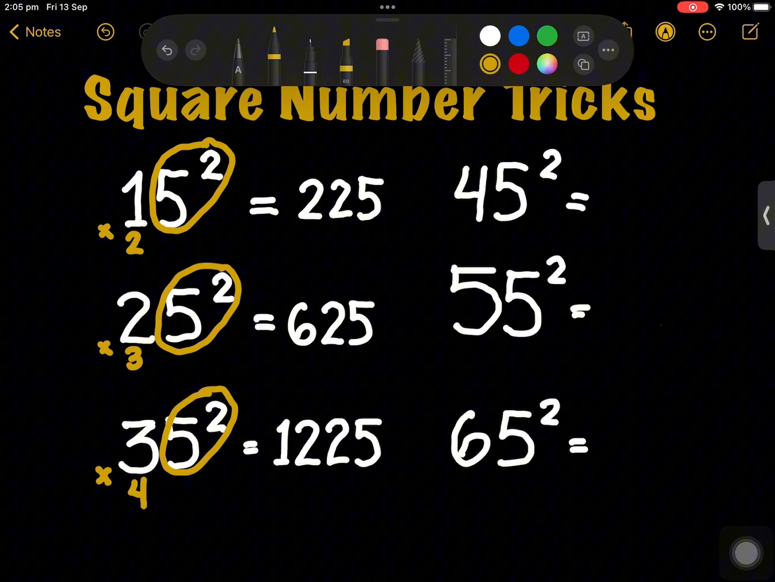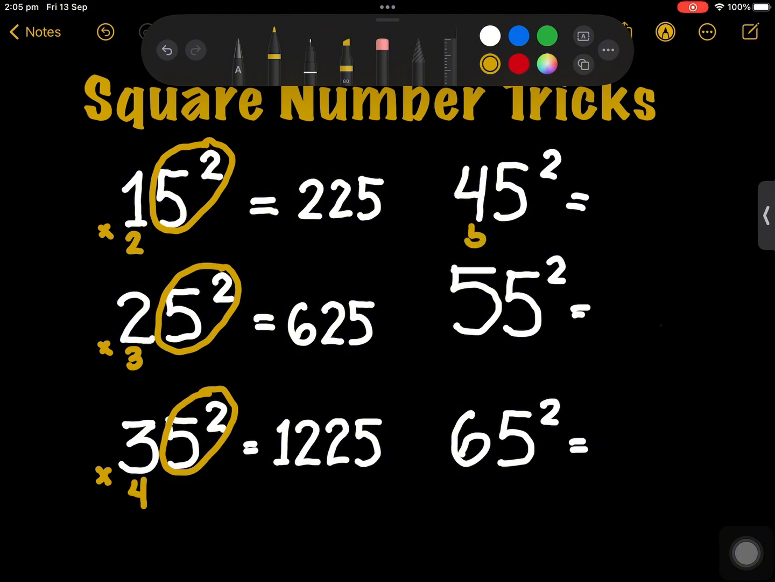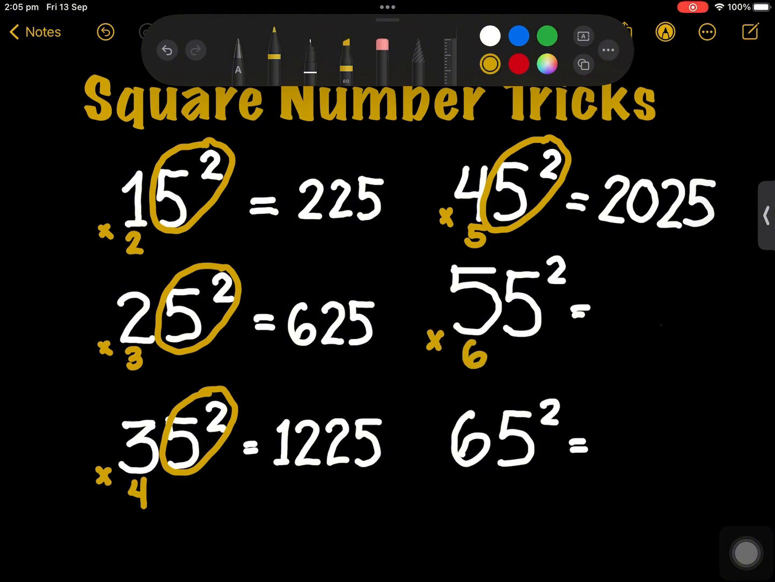For 45 square, the next number after 4 is 5. So when you multiply 4 and 5, the answer is 20. And the next step is you have to find the 5 square, which is 5 times 5, and that is 25. So the answer when you square 45 is 2,025.